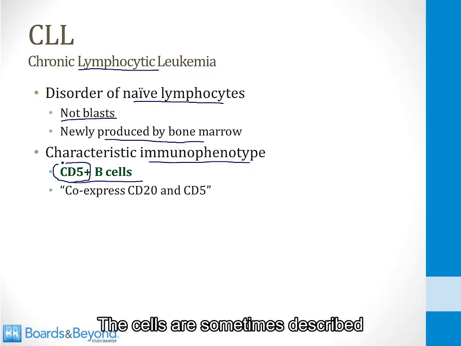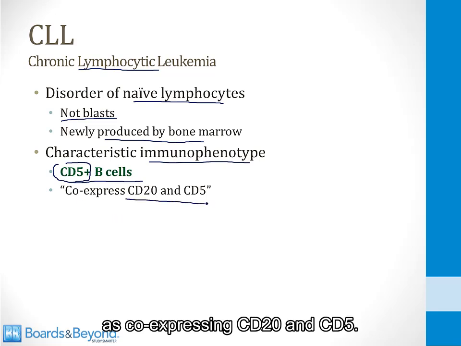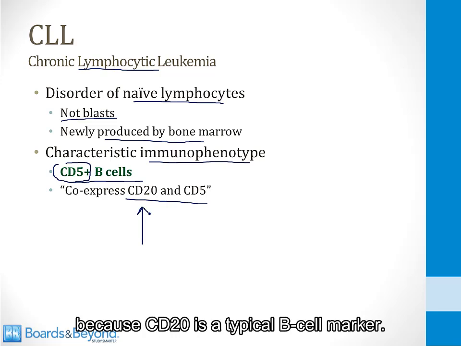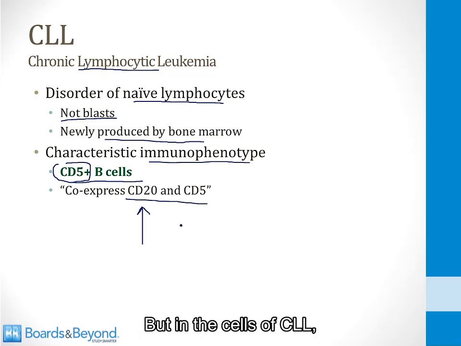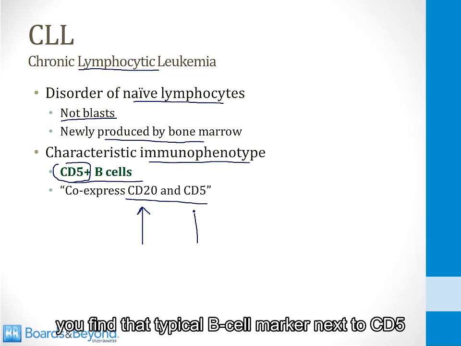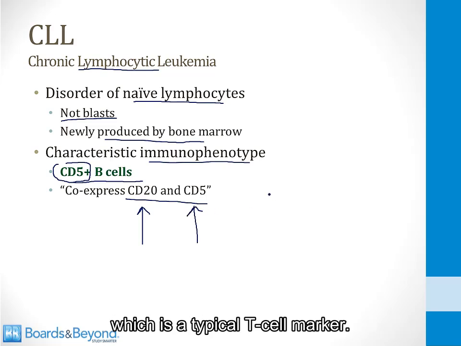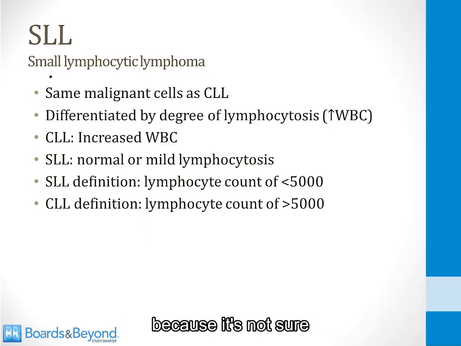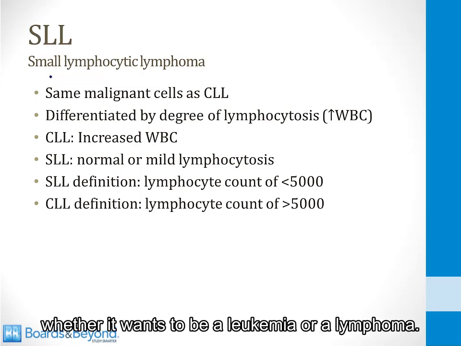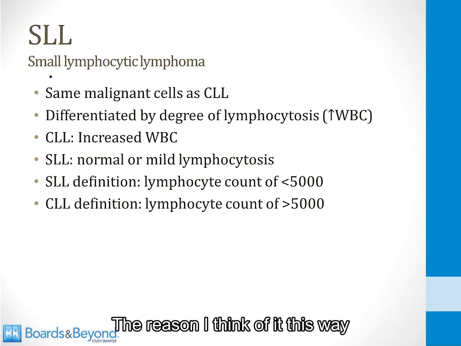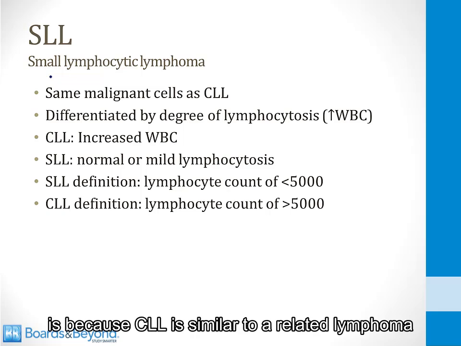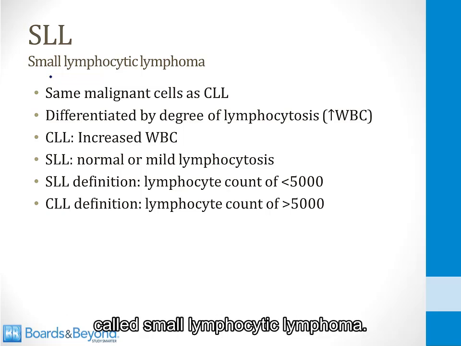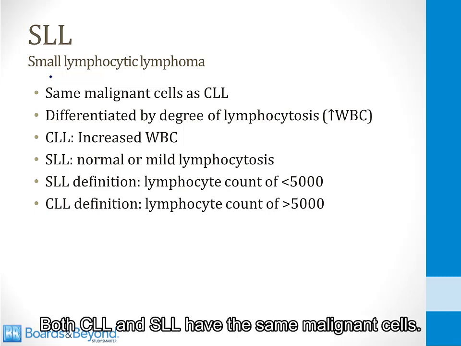The cells are sometimes described as co-expressing CD20 and CD5. They're described this way because CD20 is a typical B cell marker, but in the cells of CLL you find that typical B cell marker next to CD5, which is a typical T cell marker. I think of CLL as a confused malignancy because it's not sure whether it wants to be a leukemia or a lymphoma. The reason I think of it this way is because CLL is similar to a related lymphoma called small lymphocytic lymphoma. Both CLL and SLL have the same malignant cells.